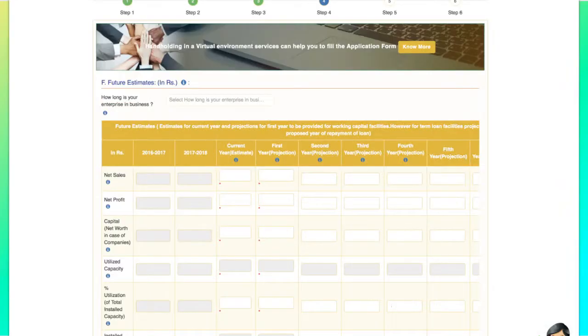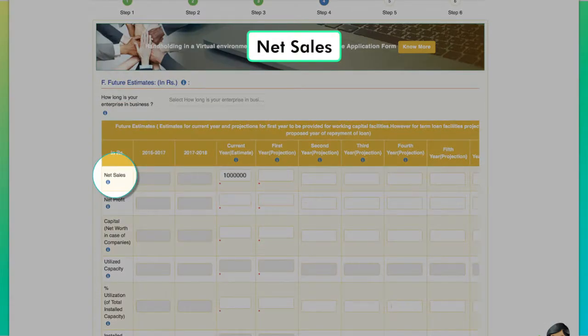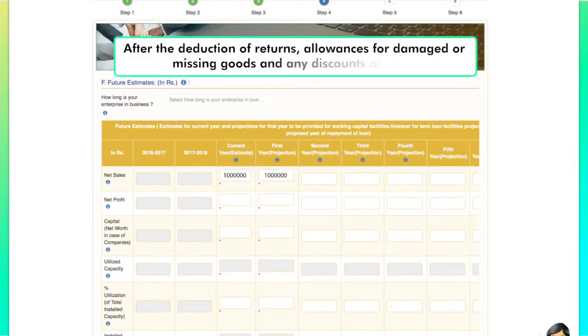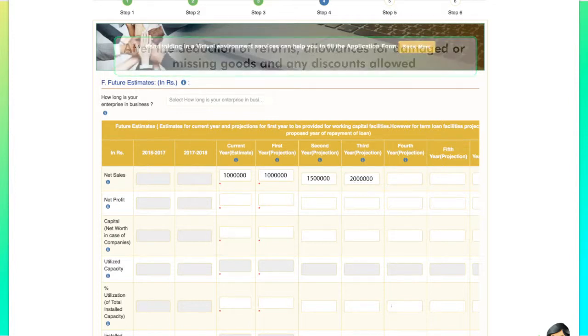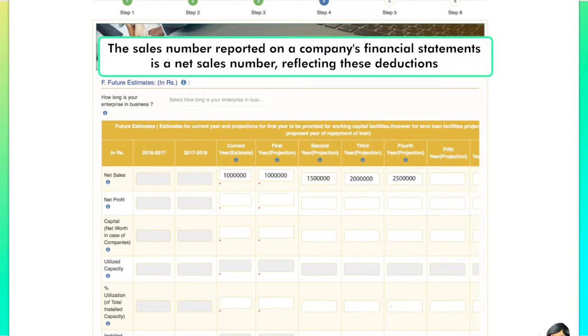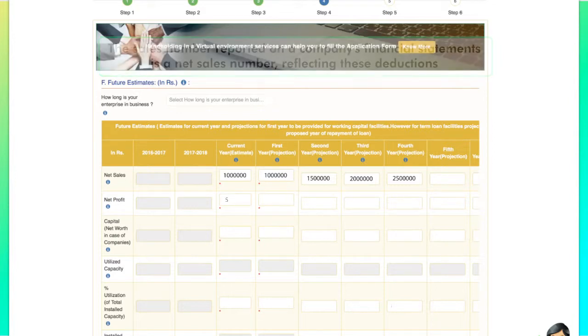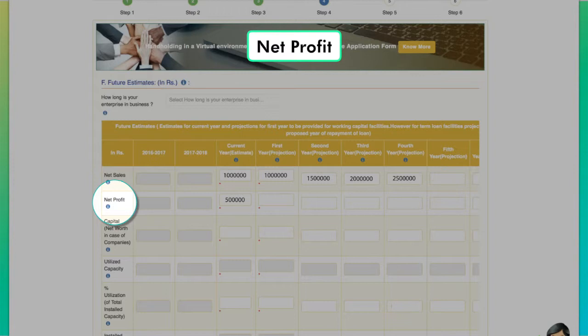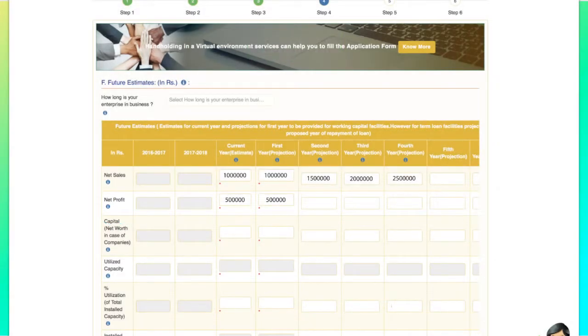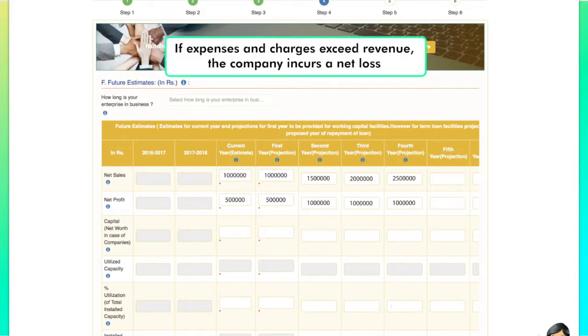Net sales are the amount of sales generated by a unit after the deduction of returns, allowances for damaged or missing goods or any discounts allowed. The sales number reported on a company's financial statements is a net sales number, reflecting these deductions. The profit of a unit after operating expenses and all other charges including taxes, interest and depreciation have been deducted from total revenue, also called net earnings or net income. If expenses and charges exceed revenue, the company incurs a net loss.